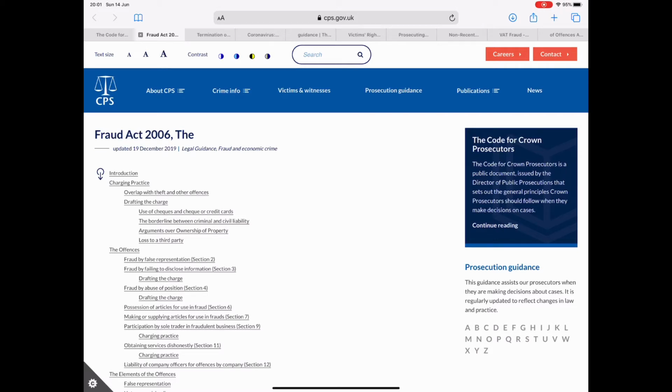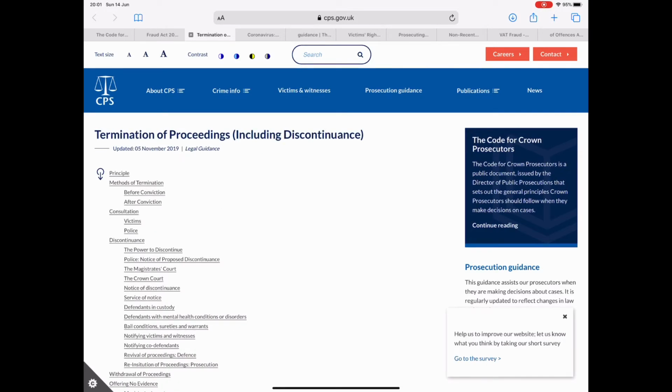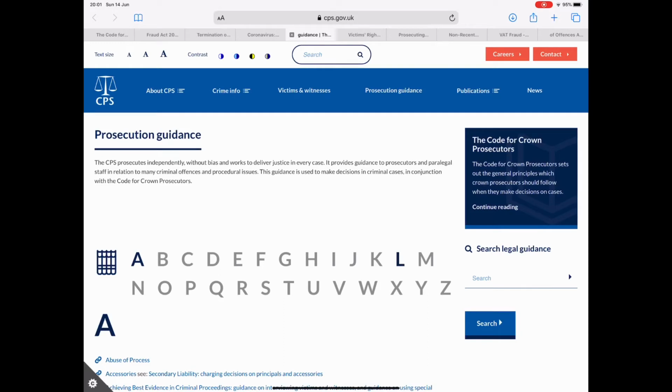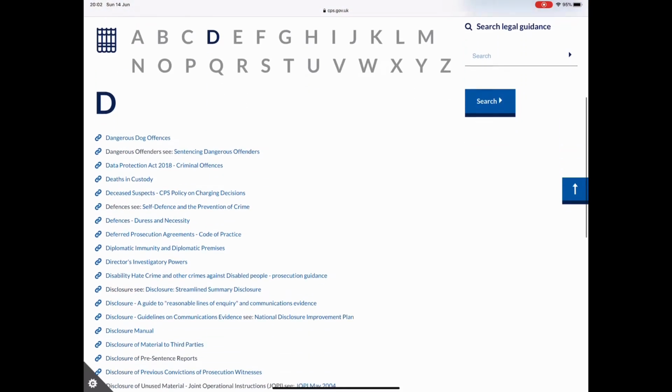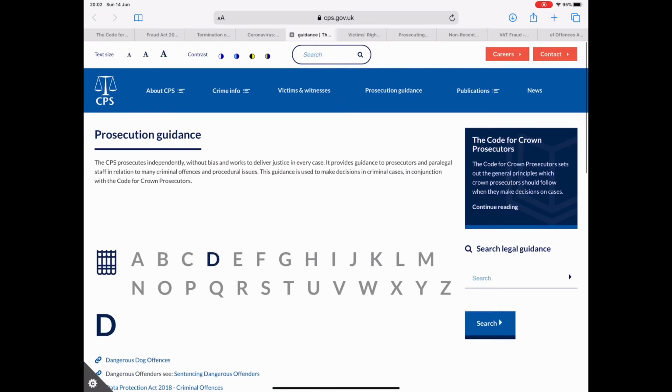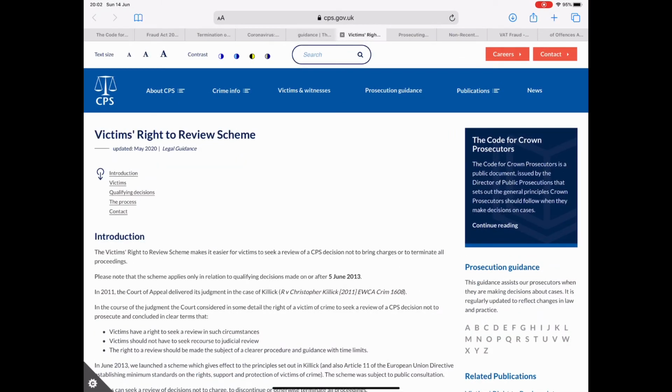We want them to discontinue the case, so we'll have looked up in advance the termination of proceedings, including discontinuance guidance, and we'll make sure our representations tick those boxes. There's more recent guidance: coronavirus. We'll want to make sure that we're up to date when we make our written representations. And, perhaps most significantly of all, when defending, we know that disclosure is an important issue, and we can see here that the CPS have 12 separate pieces of disclosure guidance that we'll need to be familiar with and refer to, if necessary, in our written representations.